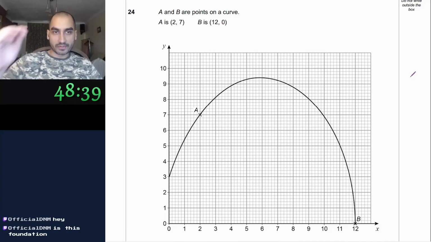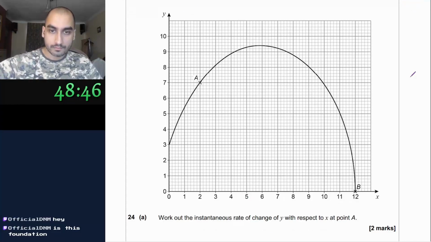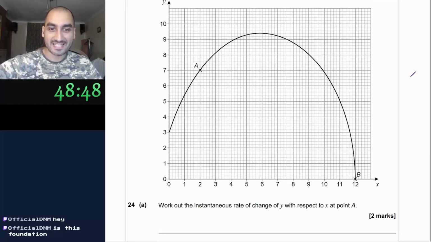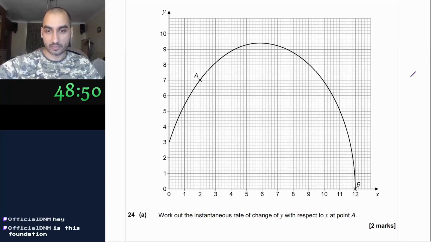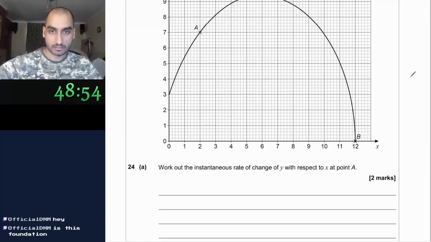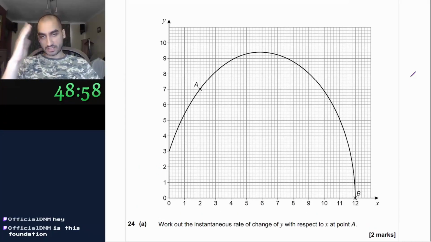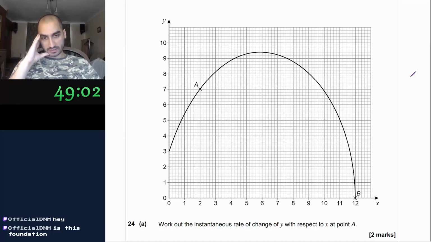A and B are points on a curve. A is 2, 7. What kind of curve is that? B equals 12, 0. Work out the instantaneous rate of change of y with respect to x at point A. What? Is that differentiation? But we didn't do that until A level. Well, no, it's like from first principles, isn't it?